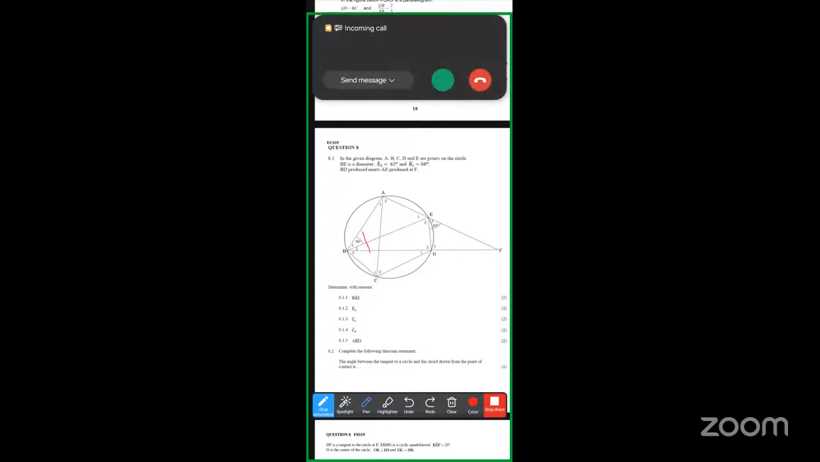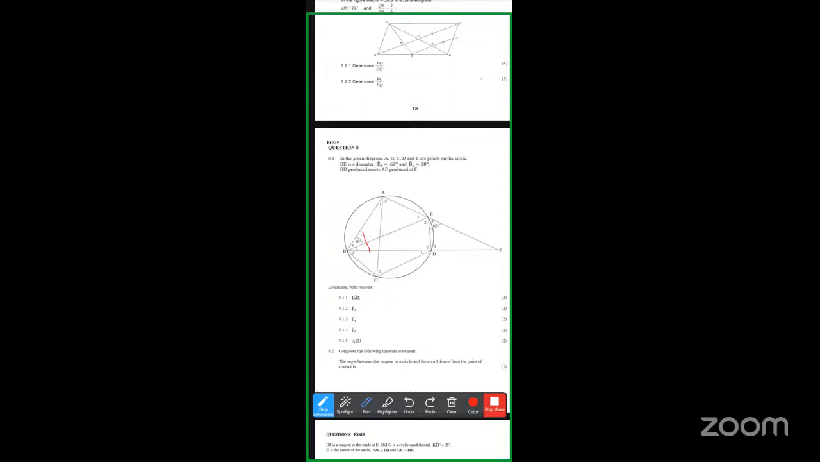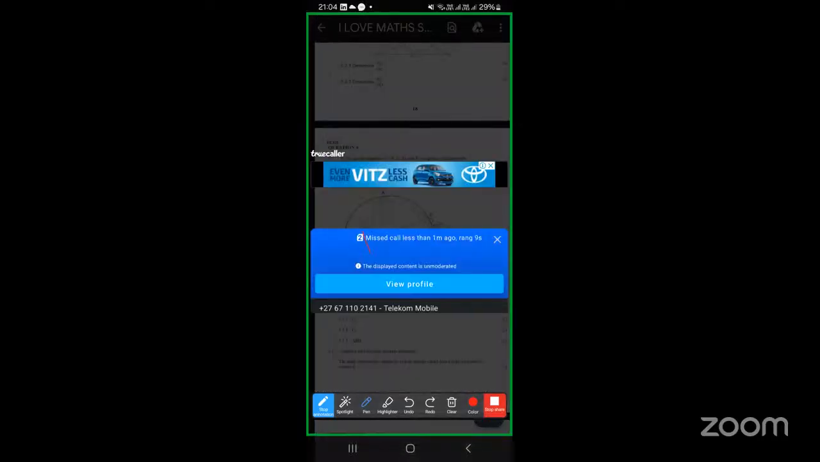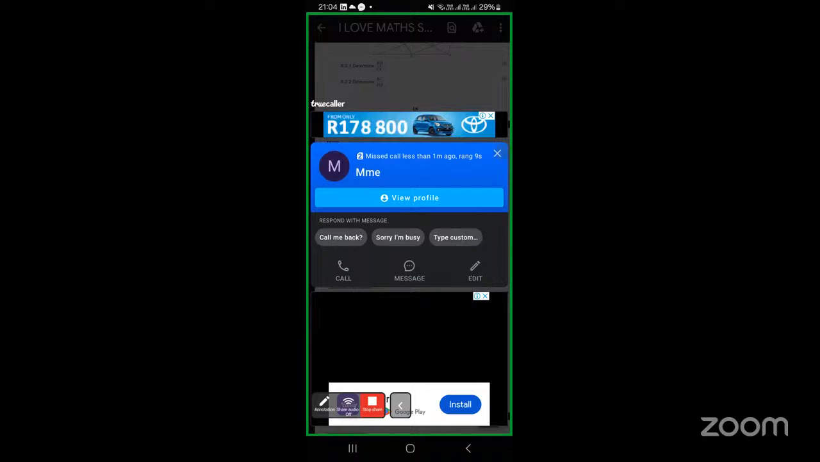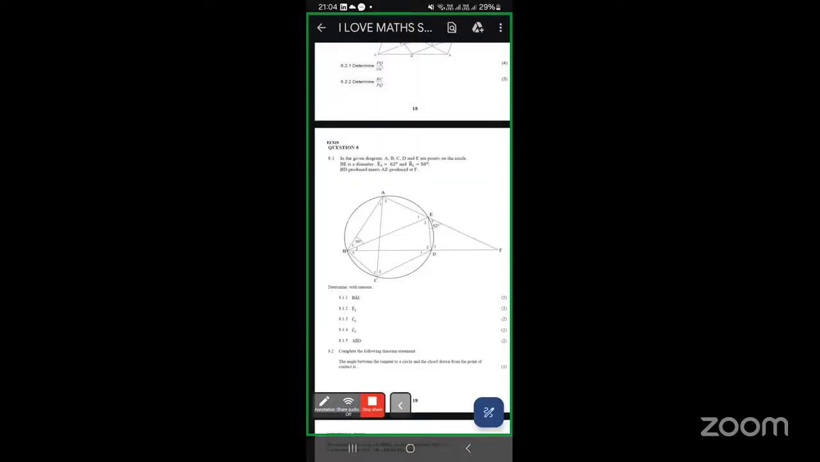Do you guys agree or disagree if I say this angle is 62 degrees? I'm sorry for this, let me just reject this call. I'll get back to her later. Do you guys agree to that? Me saying this angle right here is equal to 62 degrees.